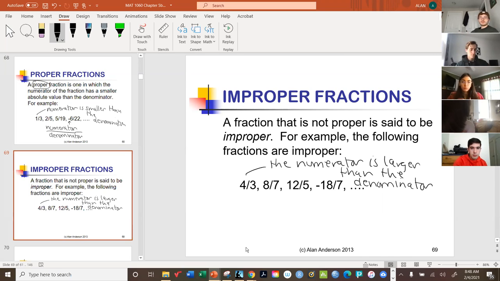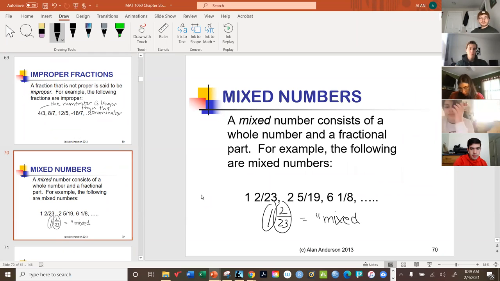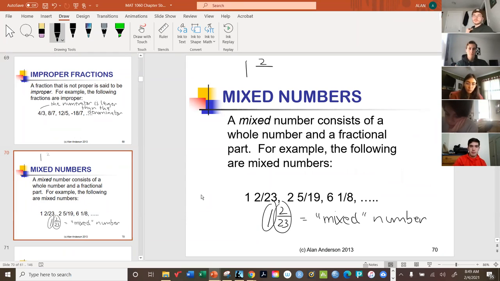Now, we also have this other concept, which is closely related to these two, which is called the mixed number. Look at this one, 1 2/23. You notice what it has here: a whole number plus a fraction. When we have both of these together, we call this a mixed number. It's not a pure fraction, although we could convert it into one if we wanted to. How would you do that in this case? What could you do with 1 and 2/23? Just for review, how would you turn this into a fraction? What could you do?